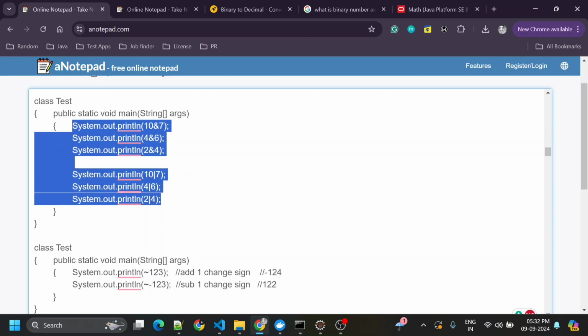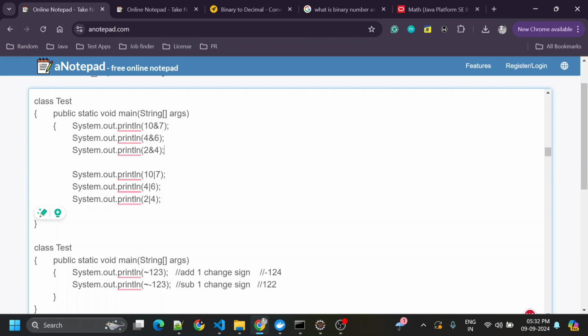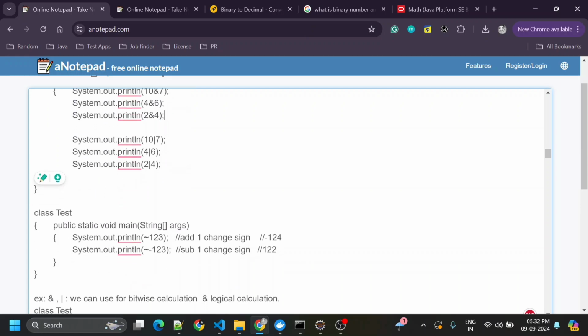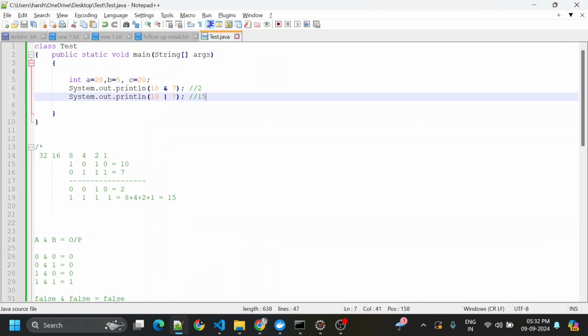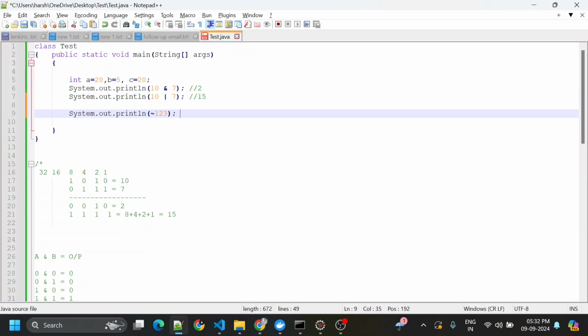So you can do your own exercise and check what will be the output for 10 or 7, 10 and 7, 4 and 6, 2 and 4. So that is how you can check. So this is one more bitwise operator, then that's it for this lecture. So this is the NOT operator, and the answer will be minus 124.